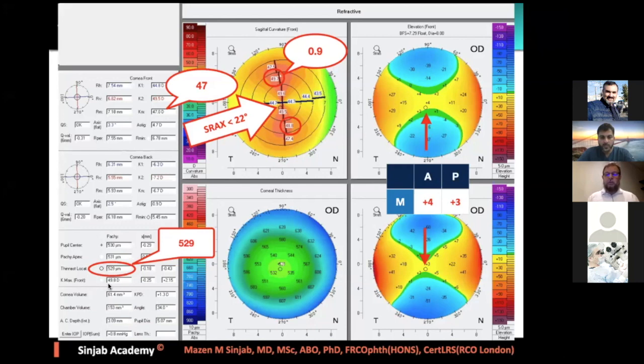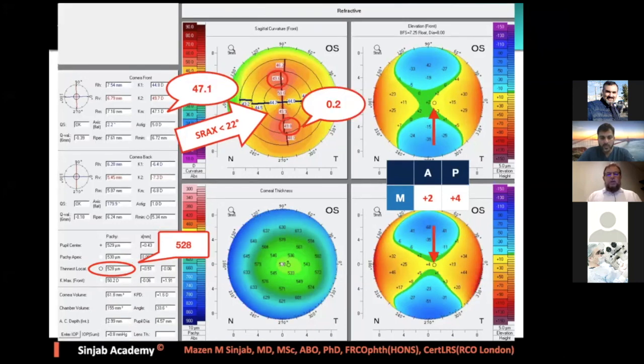Now we come to the left eye. The left eye, very similarly, is 47.1, which is normal. The difference is 0.2. The lower one is higher, and so it is less than 1.5. The skewed radial axis is less than 22 degrees. The elevation maps are normal. The shape of the corneal thickness map is concentric, almost concentric. And the thinnest location is 528.